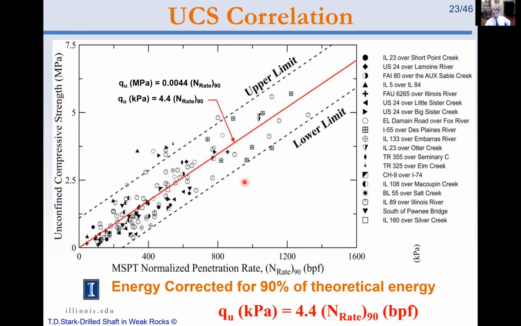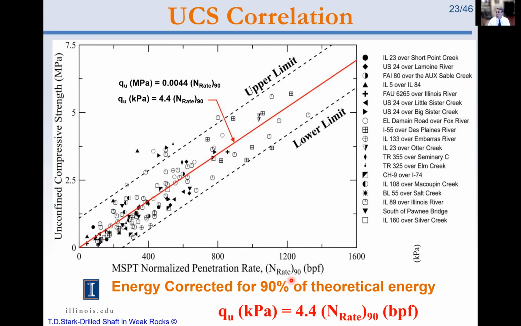But we did get enough to develop this correlation between MSPT normalized penetration rates, which I'll talk about in just a minute, and unconfined compression strength. So you can come in with your N rate 90 value. If you want it in KPA, you multiply by 4.4 or MPA 0.0044. So let me talk about N rate 90.